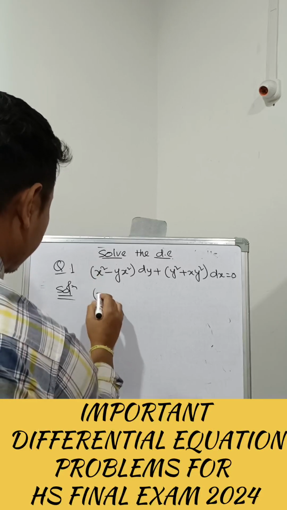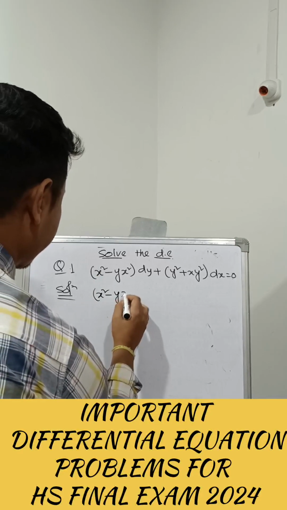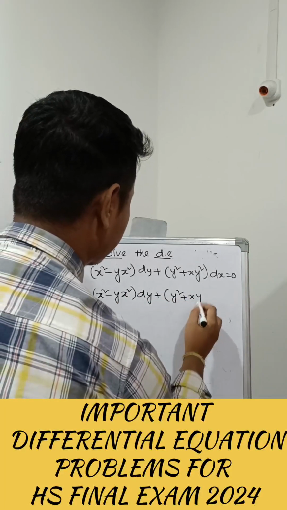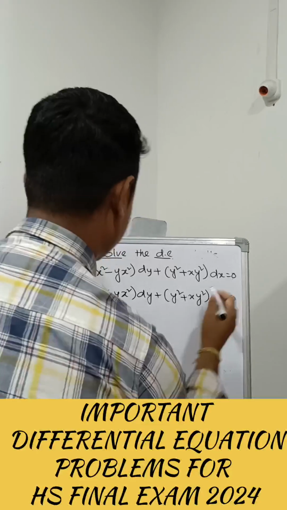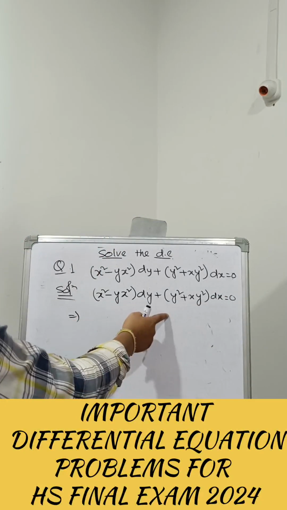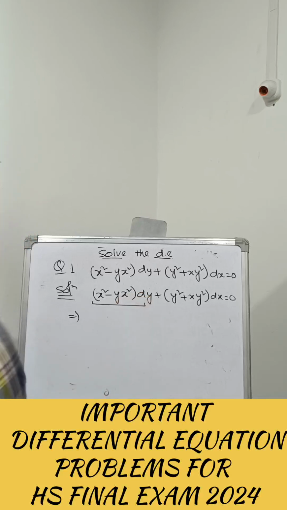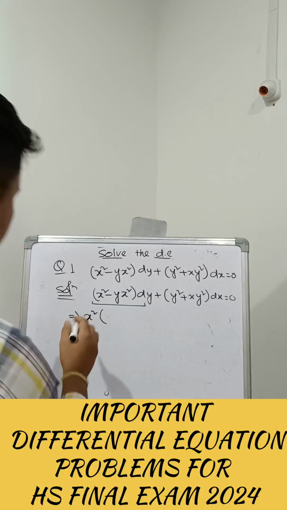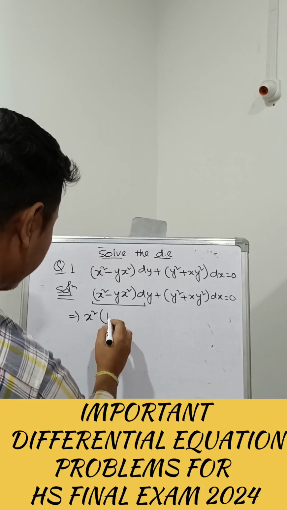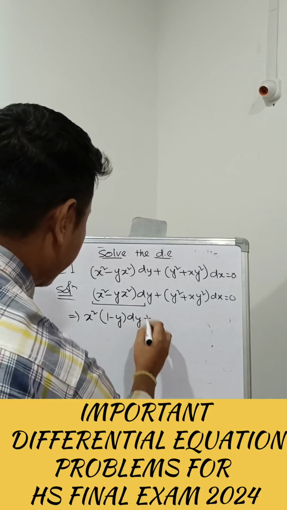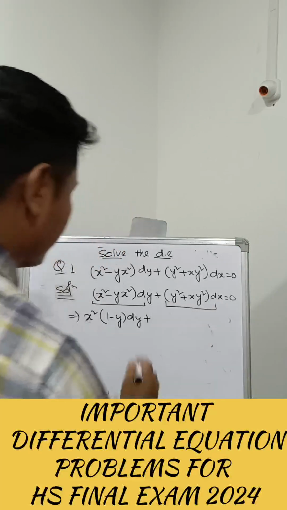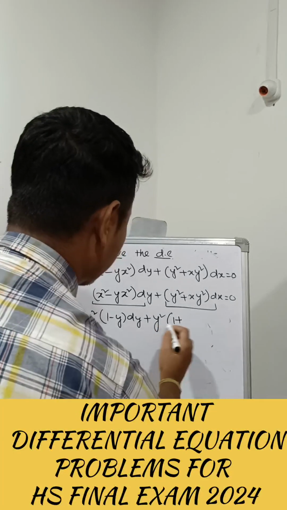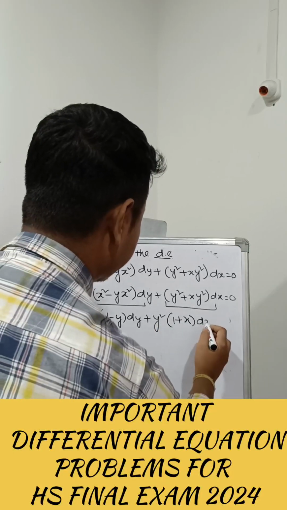Okay, so the given equation is (x square minus y x square) dy plus (y square plus x y square) dx equal to 0, right? From the first part of this equation, we can take x square common, and by doing so we have x square into (1 minus y) dy. And from the second part of this equation, we can take y square common. By doing so, we have y square into (1 plus x) dx equal to 0.